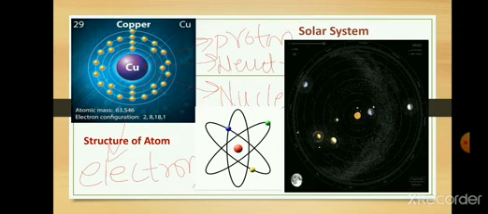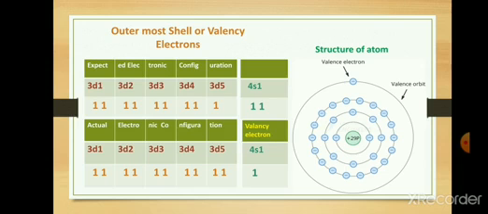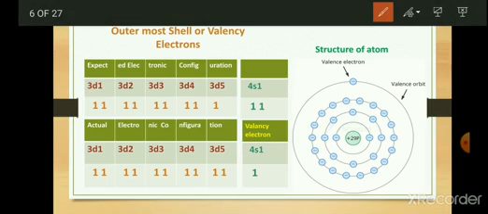Students, there are two types of electrons. One is innermost electrons. These electrons are present in completely filled shells, and they are tightly bonded by the nucleus. And another type is called the outermost shell electrons, also called valency electrons. They are not so tightly bonded with the nucleus.